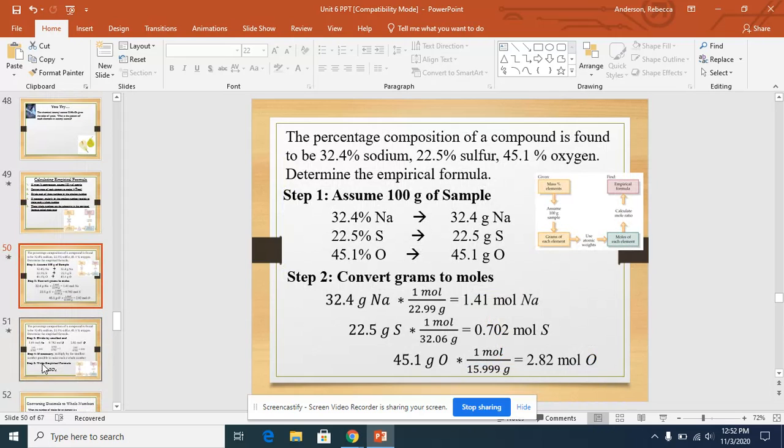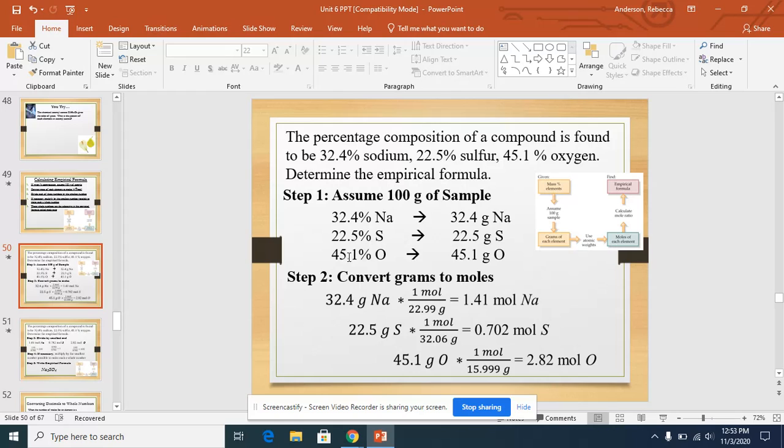Okay, so here's an example. The percentage composition of a compound is found to be 32.4% sodium, 22.5% sulfur, 45.1% oxygen. So we need to determine the empirical formula. So step one, assume 100 grams of sample. So they tell us we have 32.4% of Na. We just need to change that to grams, 32.4 grams of Na. 22.5% of sulfur is 22.5 grams of sulfur. 45.1% oxygen is just 45.1 grams of oxygen. So that's your step one. We're just making it grams instead of percents.